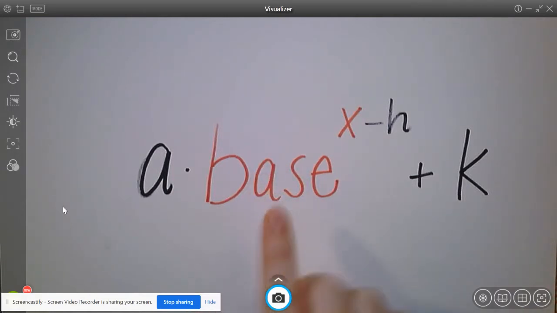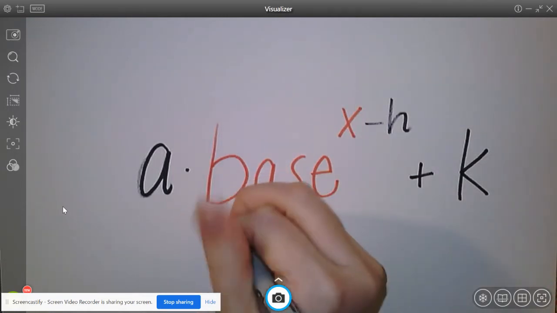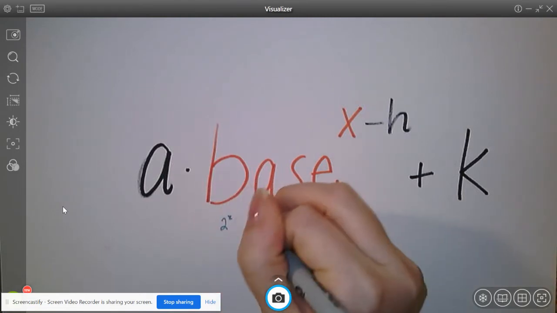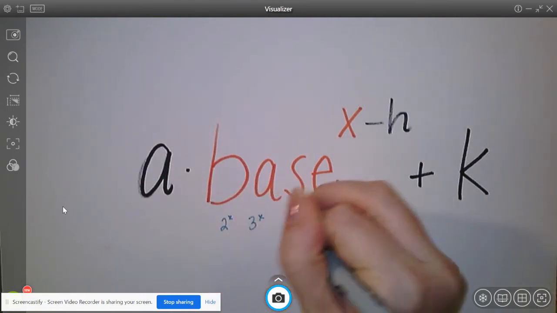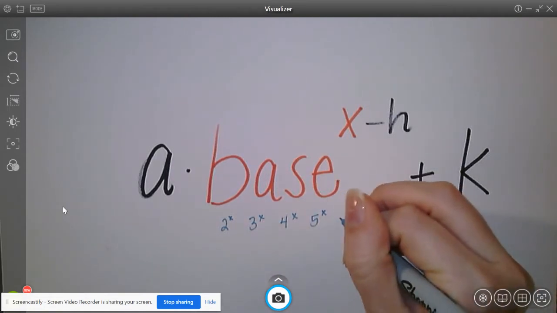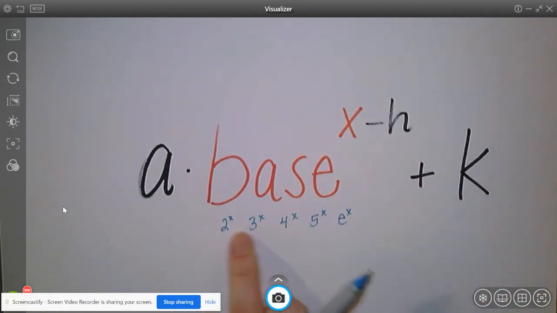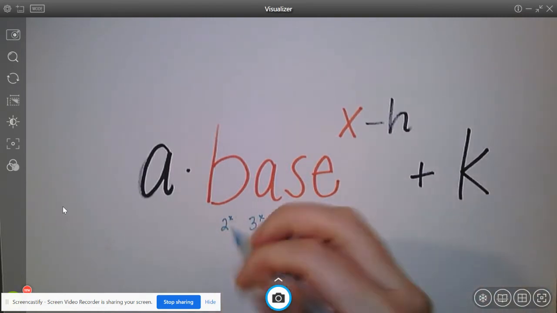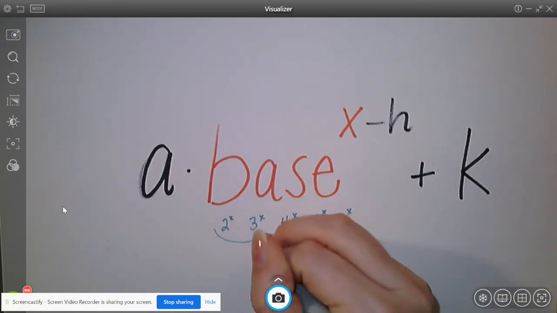So remember, our bases can be 2, 3, 4, 5, and then we have the e to the x too. So you could see each one of these. It's not going to be all of them at once. It's going to be one of these. This is part of the parent.